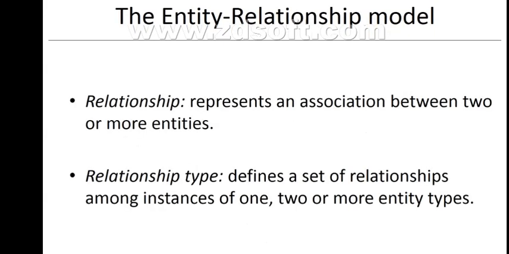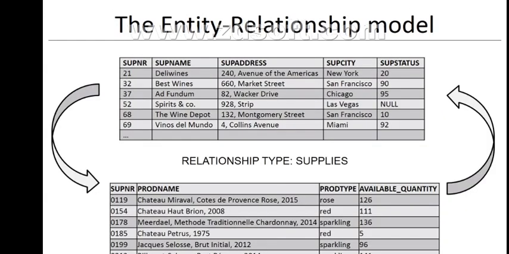A relationship represents an association between two or more entities. Consider a particular supplier supplying a set of products. A relationship type then defines a set of relationships among instances of one, two, or more entity types. Here you can see the concept of a relationship type illustrated. The supplies relationship type models which supplier can supply what products.